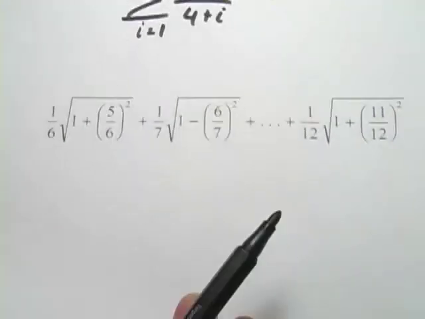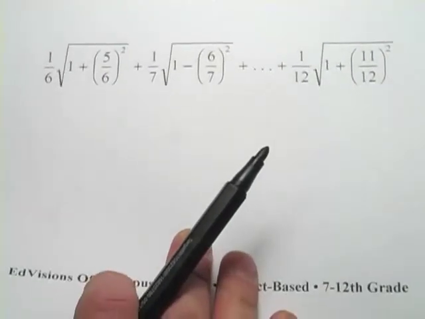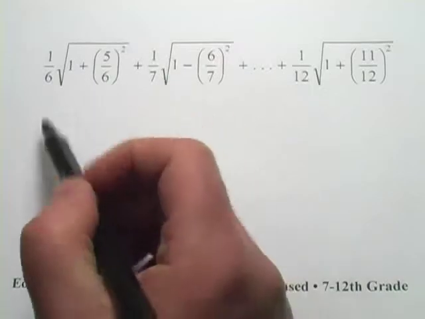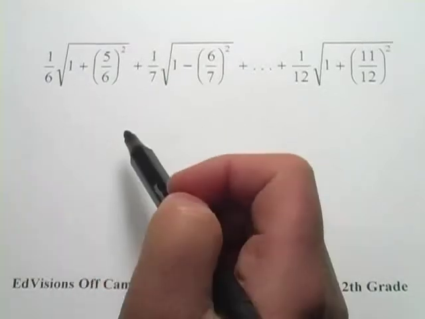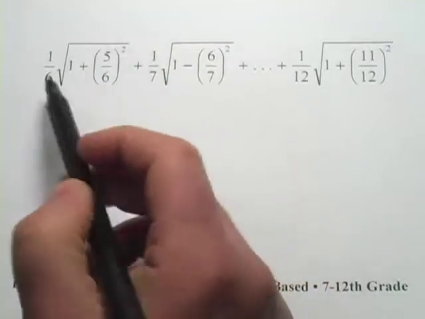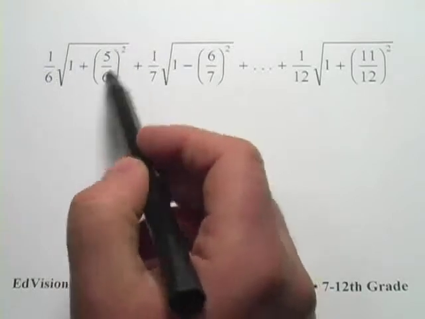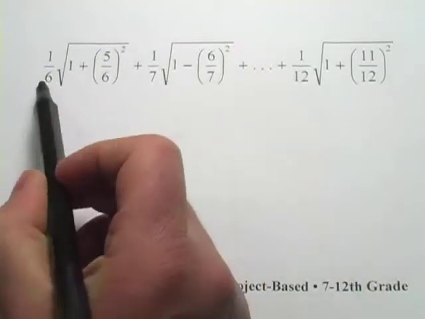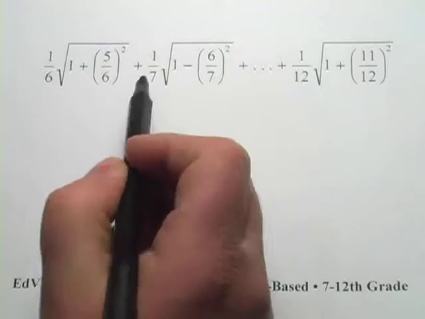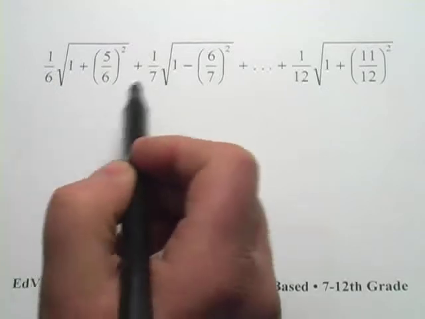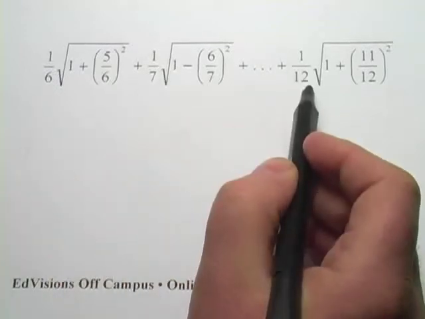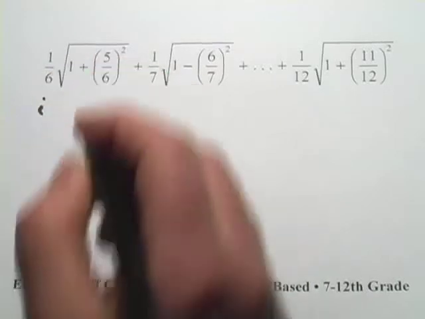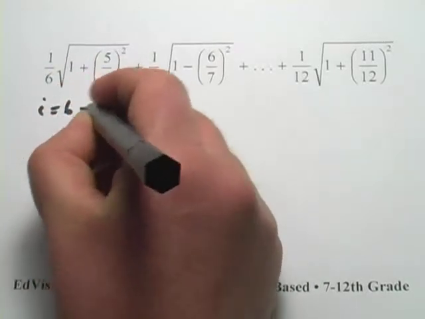Now this next one is a bit more complicated. There's actually a lot going on here. Let's look for what's changing first. So we've got this big expression with a fraction and a square root and a something squared underneath. First of all, I notice the bottom of the fraction changes. So it starts at 6, goes to 7, and then all the way up to 12. So let's say i goes from 6 up to 12.